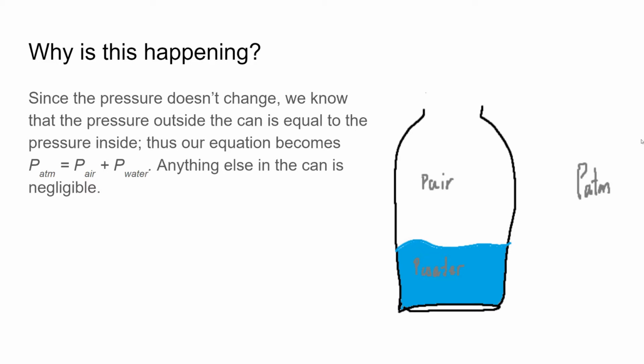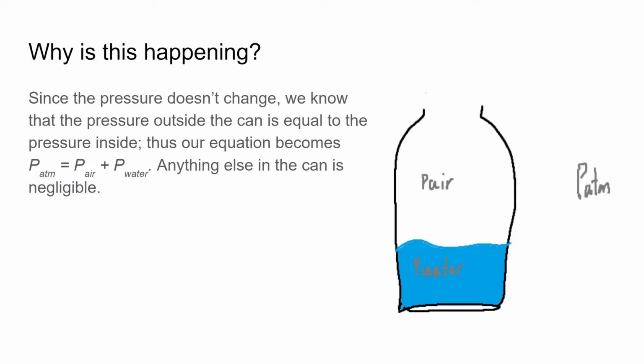Now, what is going on here and why is this happening? Think about the beginning of the experiment when water was boiled in the can. Since the can did not change shape as the water was boiled, we can deduce that the pressure outside the can was equal to the pressure inside the can. Therefore, P outside equals P inside.